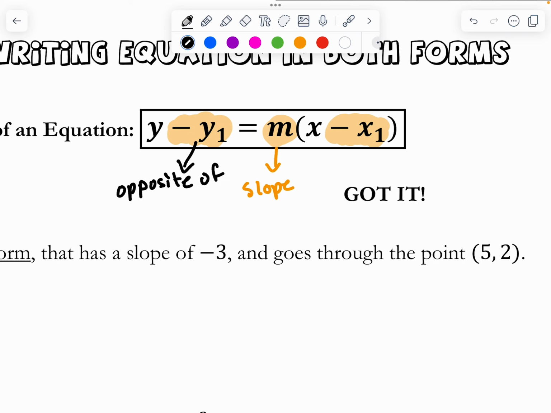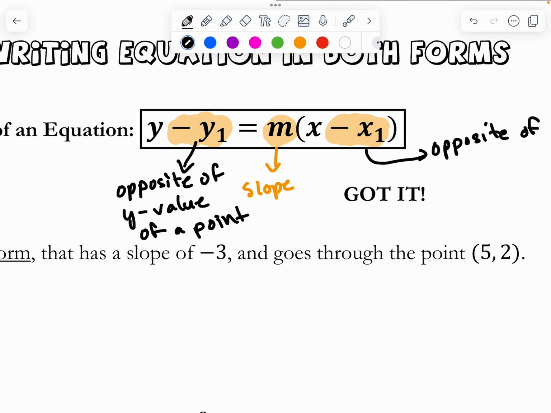So here, this is going to be the opposite of your y value. That's what you're going to see. It's always going to be the opposite of your y value of a point. And this is always going to be the opposite of the x value of a point.